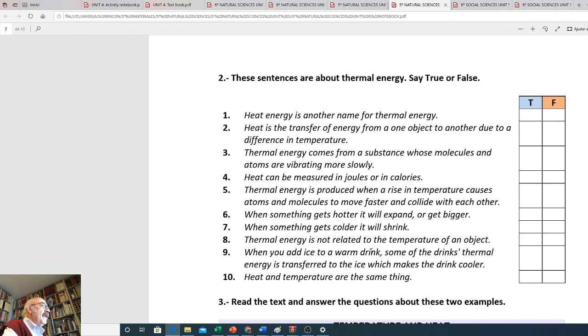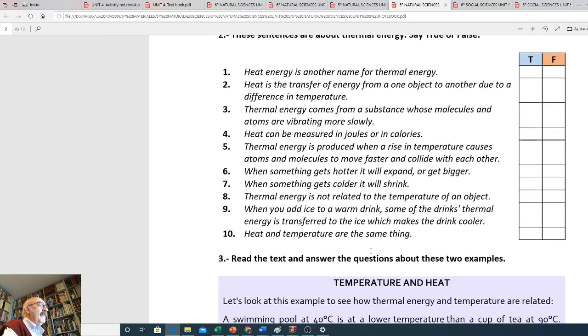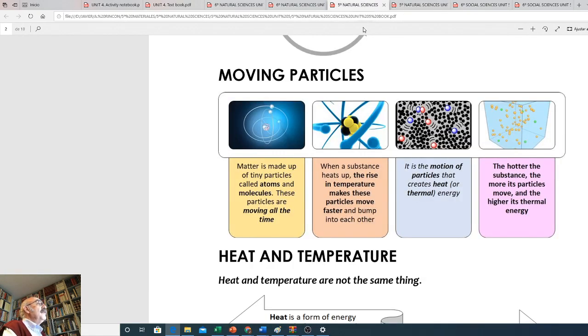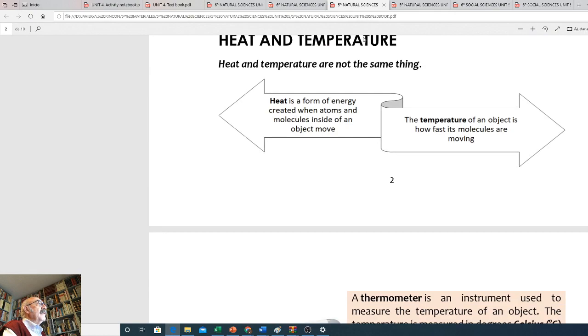Very good. And finally, number 10, heat and temperature are the same thing. Be careful. This is clearly false. I want to talk about that now. So go again to the text part.